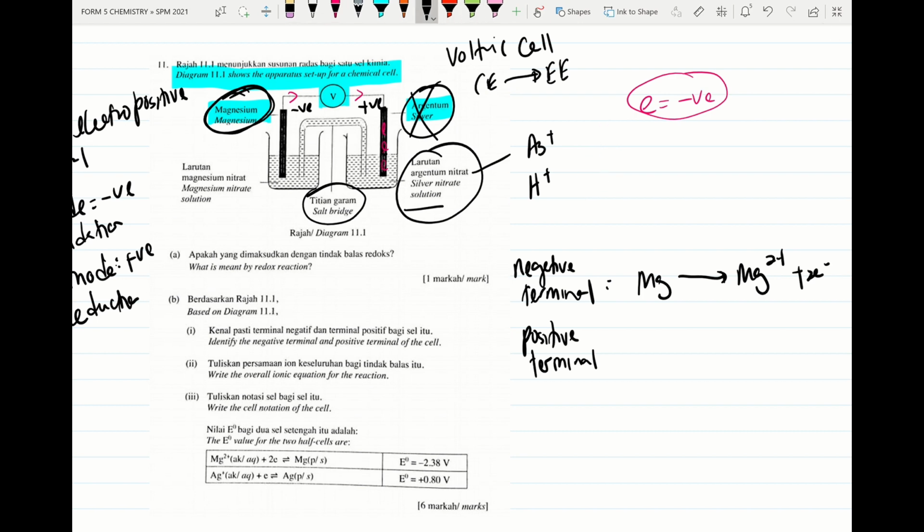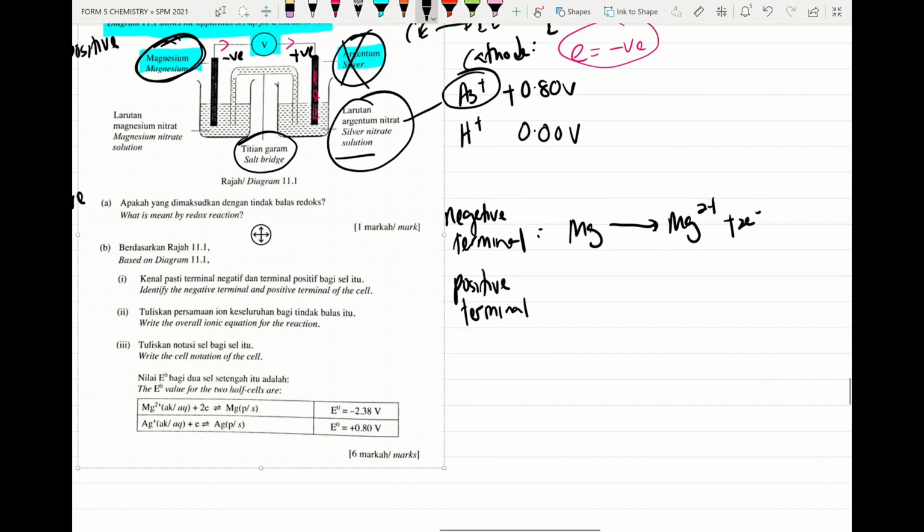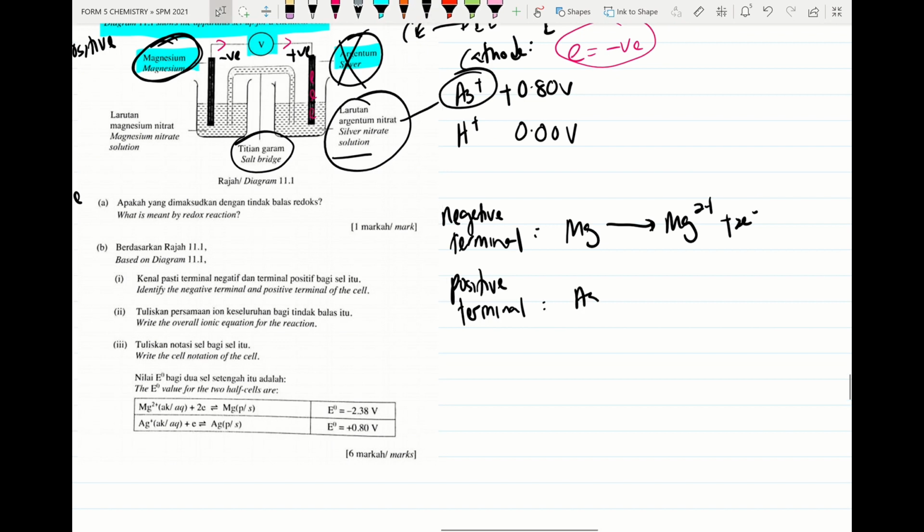Please remember the E naught value of silver ion is positive 0.80 volt, and the E naught value of hydrogen ion is 0.00. Please remember at the cathode, choose the ion with the more positive E naught value. So silver ion will be selectively chosen to be discharged at the cathode. We put silver ion undergoing reduction, so it will turn into silver atom. Alright, so this is the half equation.